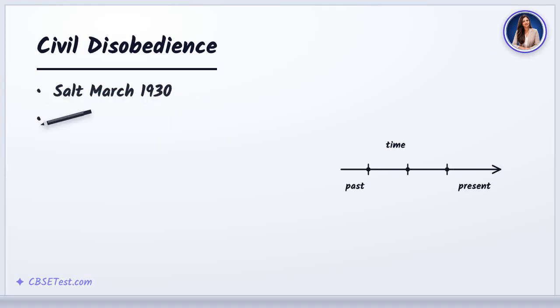In 1930, Gandhi began the civil disobedience movement with the famous Salt March to Dandi. By making salt from seawater, he openly broke the British salt law and inspired people across India to defy unjust laws.